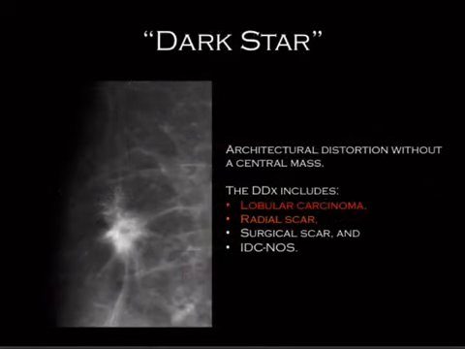So a dark star is architectural distortion without a central mass. So in other words, it's dark in the middle. And that has a differential that includes lobular carcinoma and radial scar. Now, surgical scar is also listed here, but that tends to be more of what they call a white star, which will be white in the middle also.